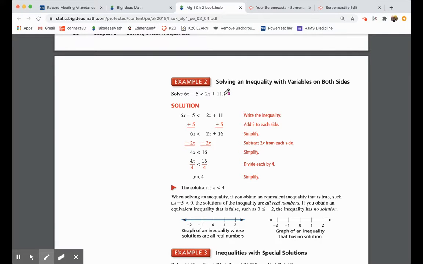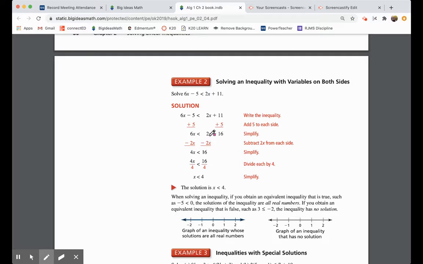So they added 5 first over. They could have moved the 11. It doesn't matter. Or you could move the 6 or the 2. So they added 5, and they're left with 6x is less than 2x plus 16. So from here, they subtracted 2x over, so they did the opposite.